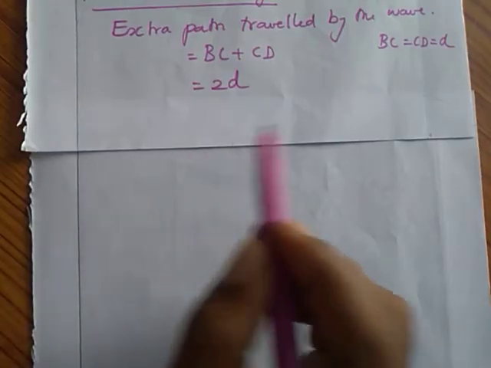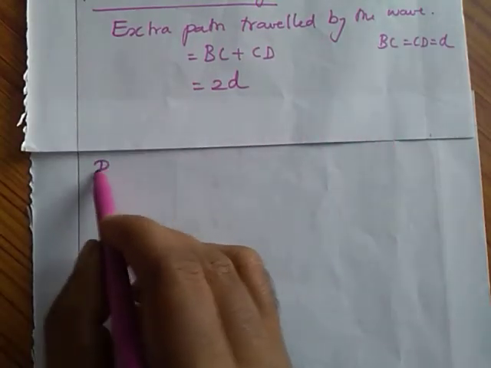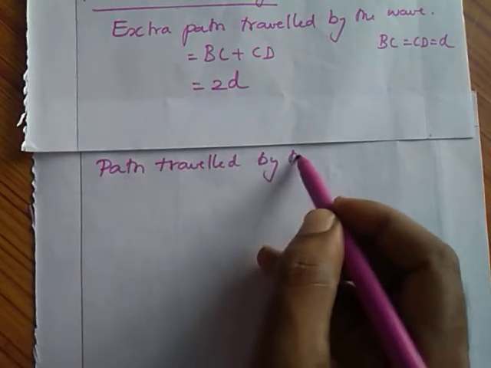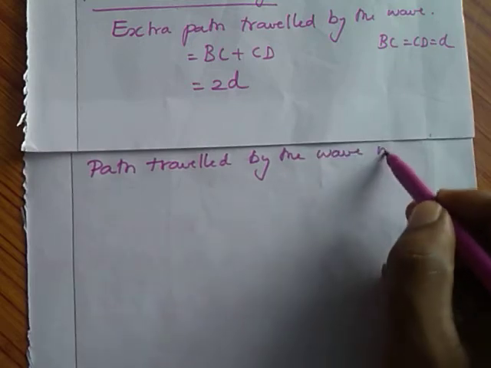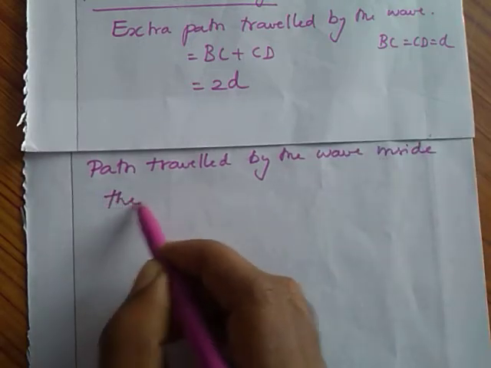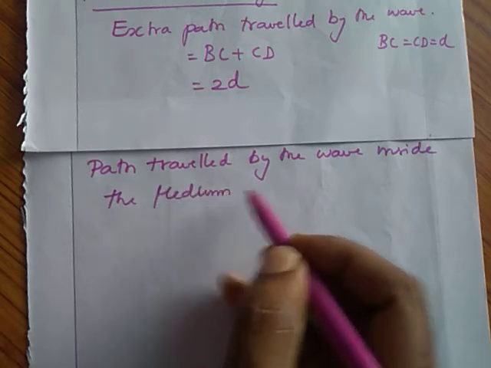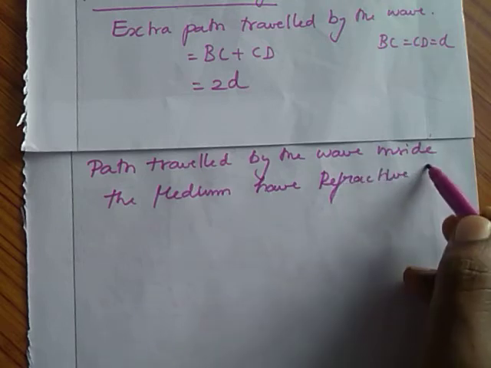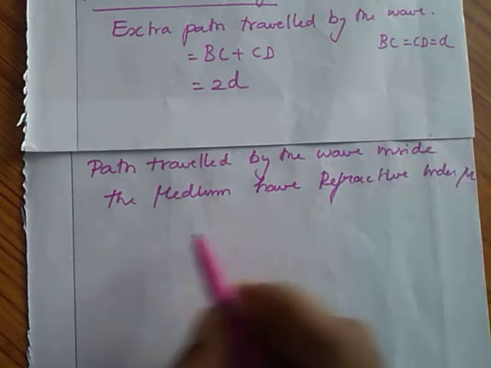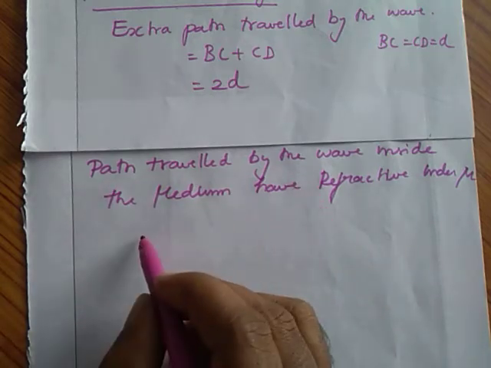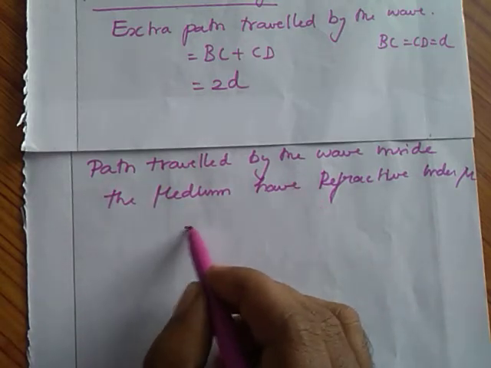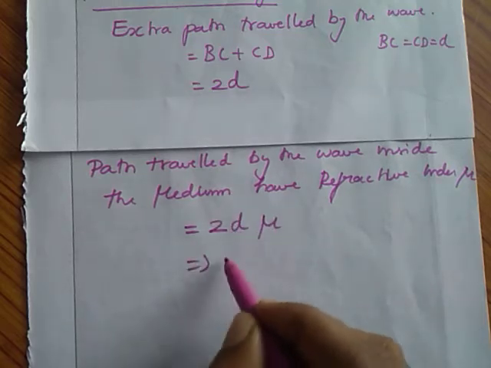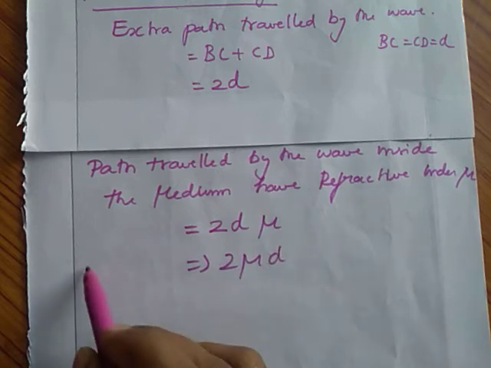Then the path traveled by the wave inside the medium having refractive index mu is known as the optical path. That is equal to 2d into mu. So we can write this as 2 mu d. That is the optical path inside the thin film.